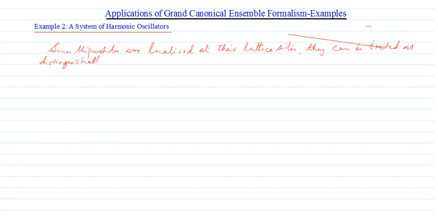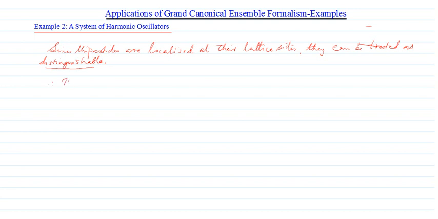And what is the immediate consequence of this concept? That is, in the definition of the partition function, we need not account for the indistinguishability, or we need not do the Gibbs correction, since the particles are assumed to be distinguishable. So that is the immediate result of our assumption. Now therefore, as usual, we will be writing first the canonical partition function of the system.